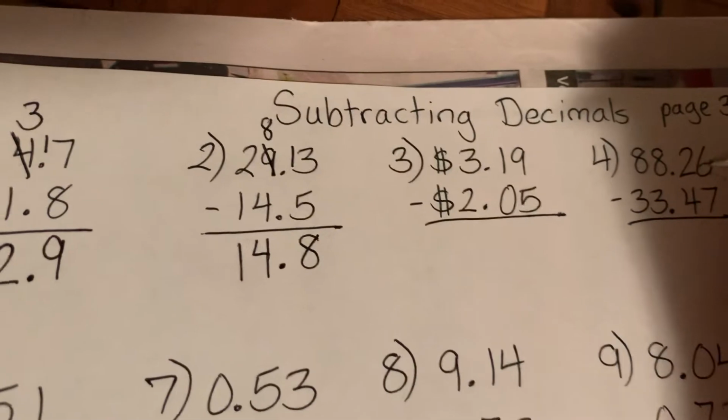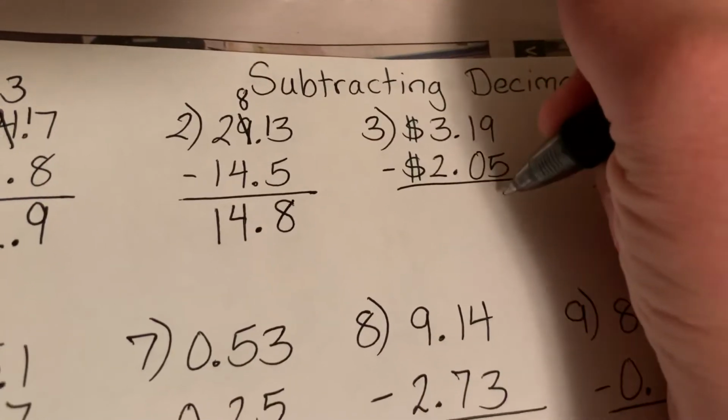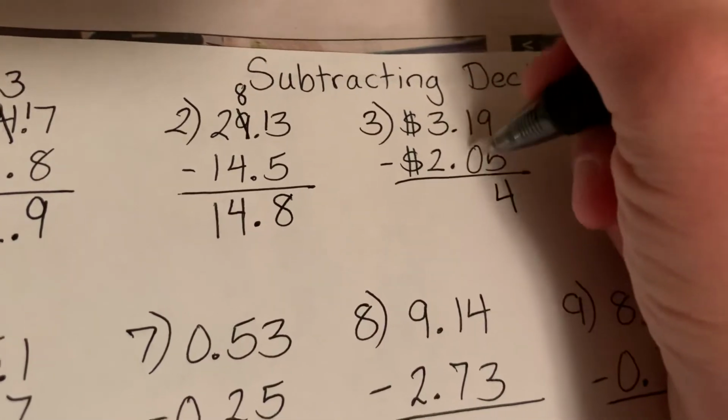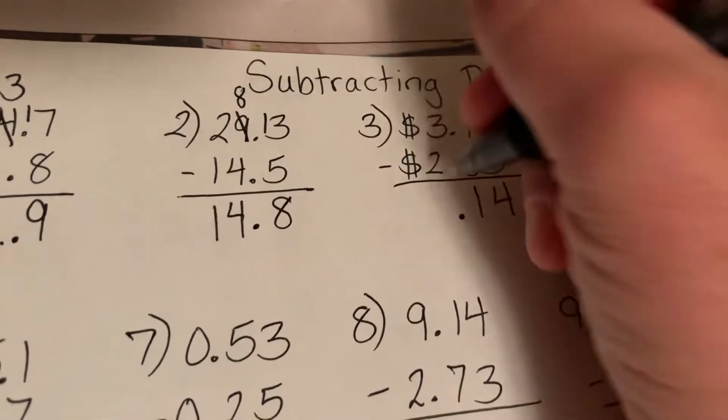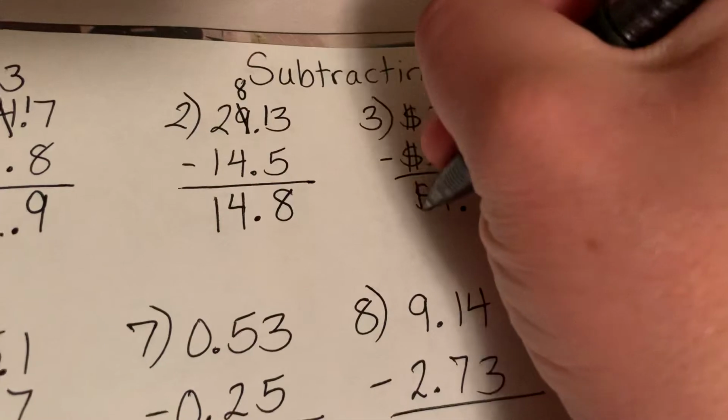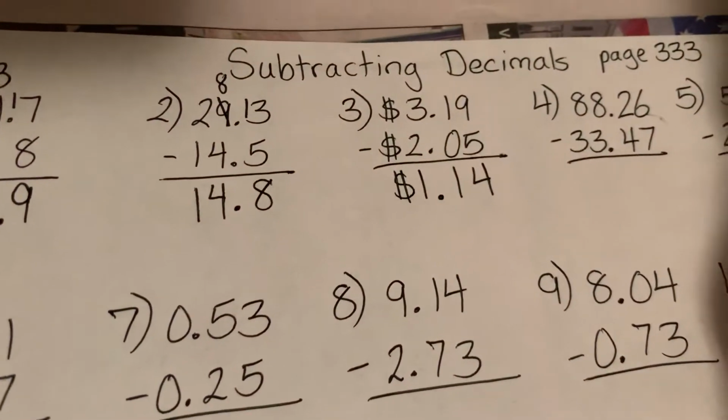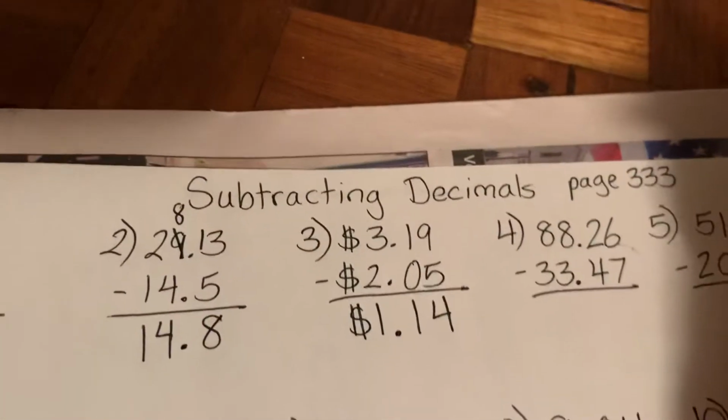Number 3, $3.19 minus $2.05. 9 minus 5 is 4. 1 minus 0 is 1. Bring down the decimal. 3 minus 2 is 1. Bring down the dollar sign. $1.14. And we didn't have to borrow on that one.